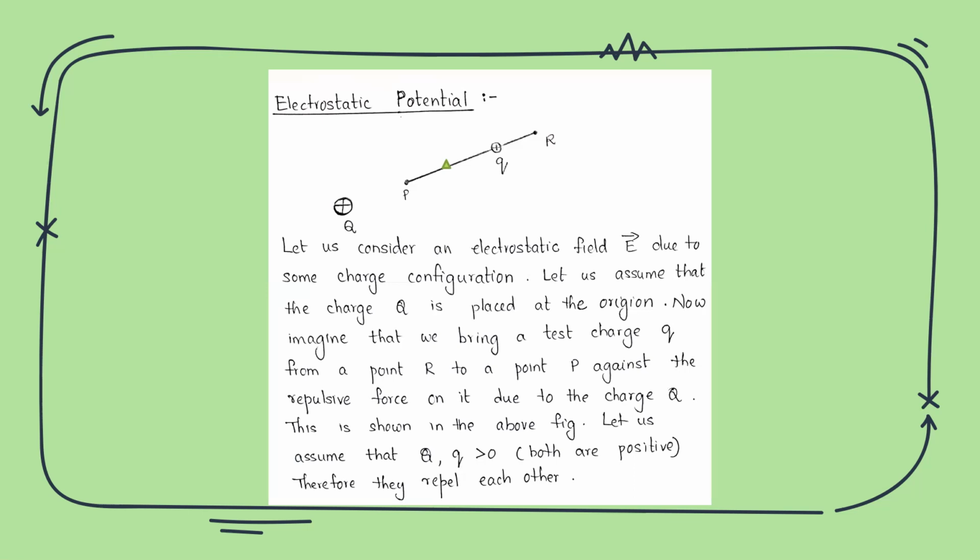As shown in the figure, you can see capital Q is positive and small q is also positive. As both are positive, they repel each other. There is a repulsive force between them. Now, we are bringing small q into the electric field created by capital Q against the repulsive force. That means we are moving it from R to P.